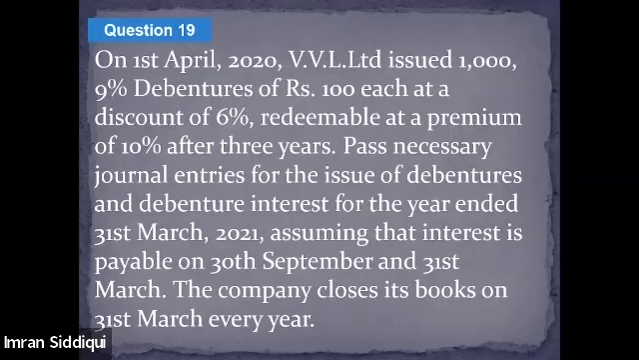Next entry, debenture application and allotment account debit, loss on issue of debenture account debit, to 9% debenture account, to premium on redemption of debenture account. Could you please tell me the values as well? 94,000, 16,000, 1 lakh, and 10,000. Yeah, perfect.